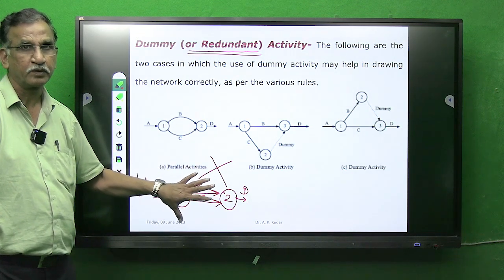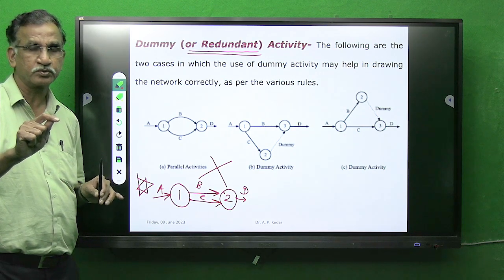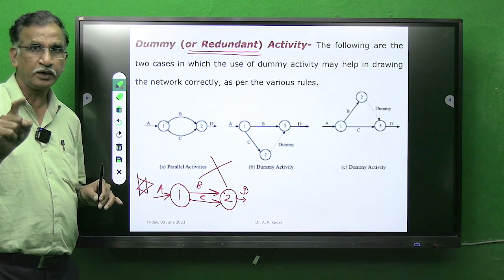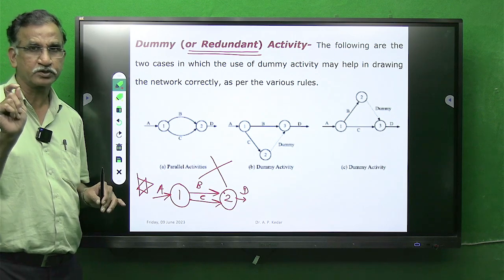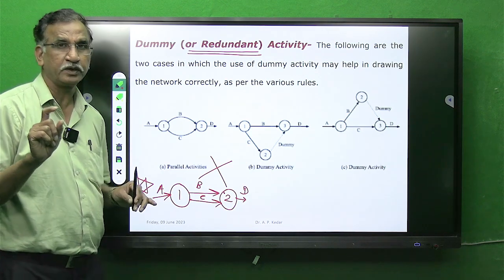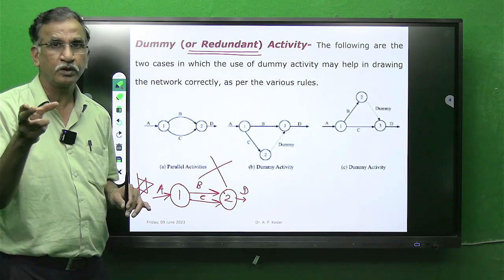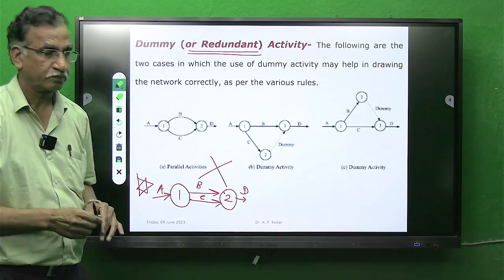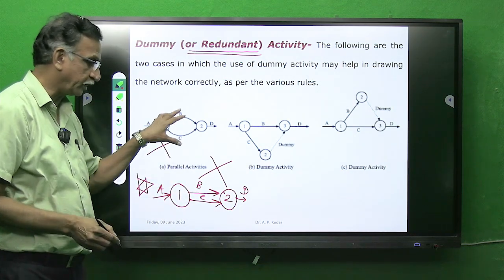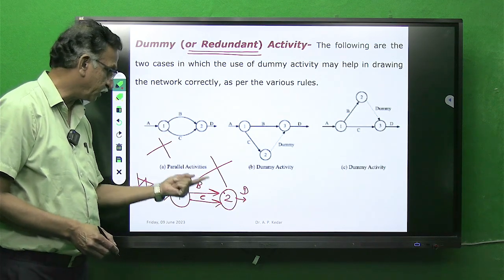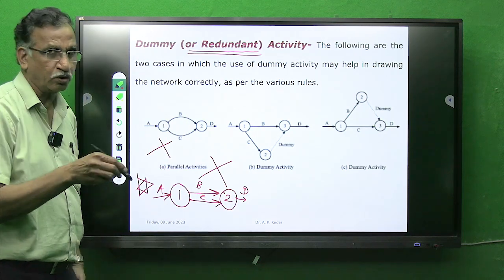Very important. No two activities starting from the same node and ending in the same node can run in parallel. Important statement. No two activities starting from and ending in the same node can run in parallel. Never draw this. This is a wrong network. Of course, this is also a wrong network. Instead of giving straight, he has tried to give a curve. But a curved arrow is not permitted at all.